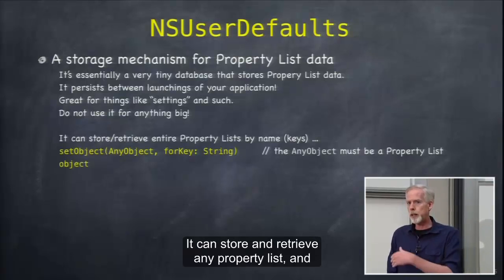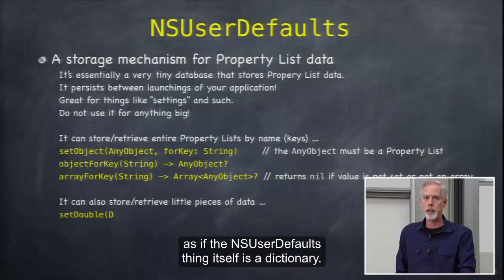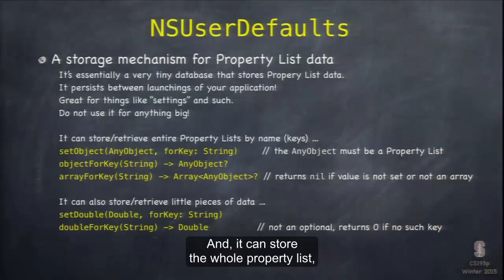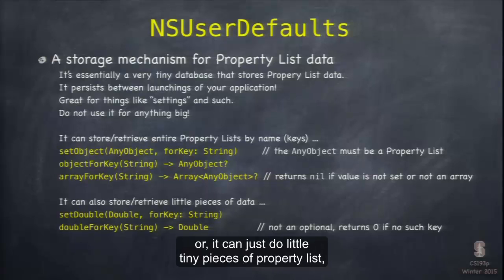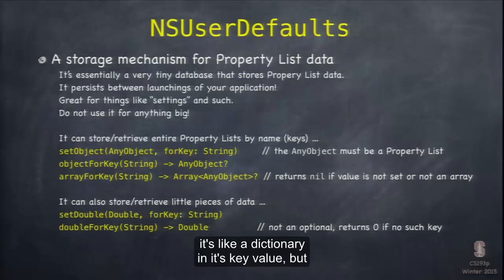It can store and retrieve any property list, and it just stores it like a dictionary, as if the NSUserDefaults thing itself is a dictionary. And it can store the whole property list, like setObject forKey, that first method you see there, and retrieve the whole property list. Or it can just do little tiny pieces of property list, like it has a method setDouble that will just set a double for a certain key. Okay? So it's like a dictionary in that it's key value, but it only stores property lists.